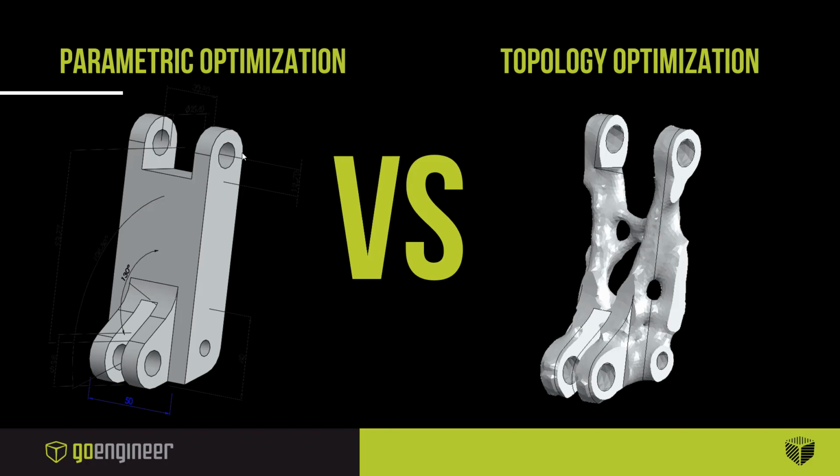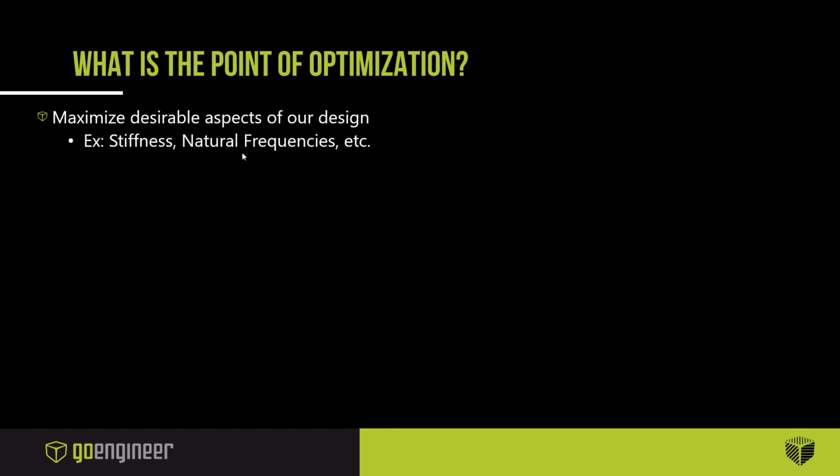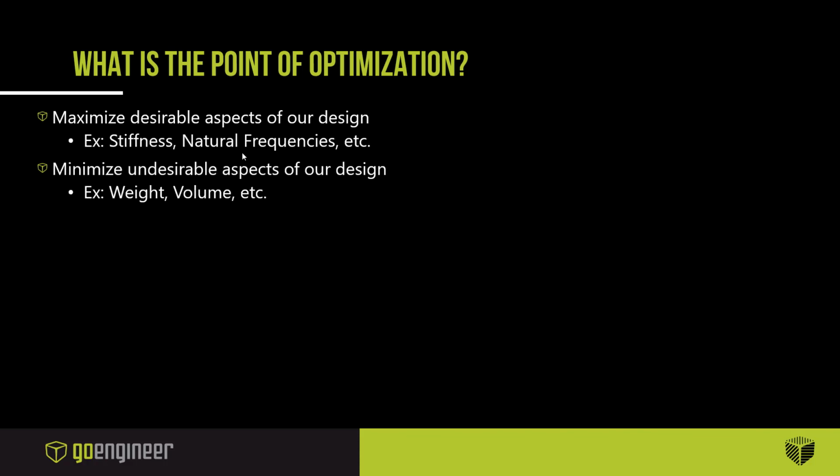Now, before we discuss these two specific study types, let's talk more broadly about what is the point of optimization. When someone tells me they want to optimize their design, typically what that means is that they want to maximize desirable aspects of their design, such as the overall stiffness, the natural frequencies of the structure, and they want to also minimize undesirable aspects of their design, such as weight, the overall volume, or the amount of material consumed. In addition, we also just want to make our part better. There's no point in optimizing a design to make it worse, so we want to make sure that our optimized shape maintains an improved performance compared to the baseline.